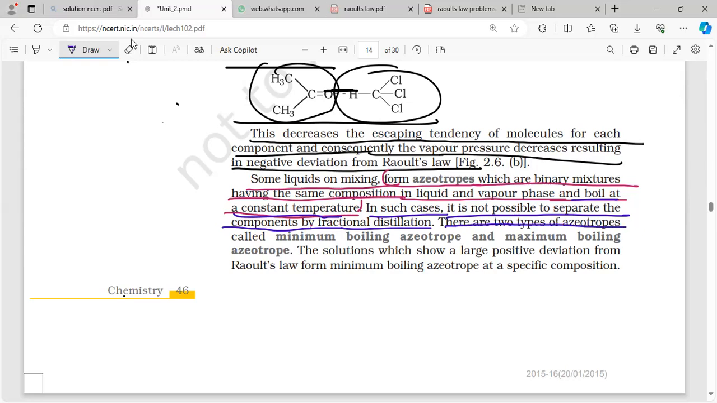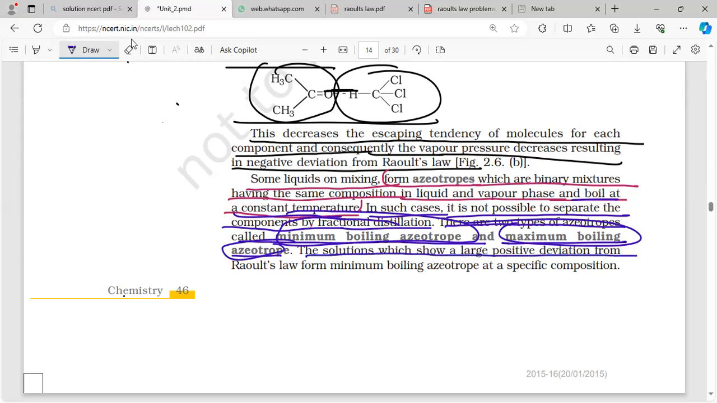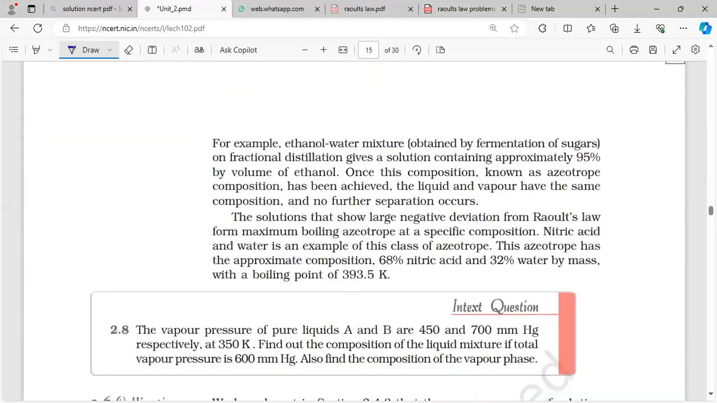There are two types of azeotropes: minimum boiling azeotrope and maximum boiling azeotrope. Minimum boiling means boiling at low temperature. Maximum boiling means boiling at high temperature. The solution which shows large positive deviation from Raoult's law forms a minimum boiling azeotrope. So you may find difficulties here.